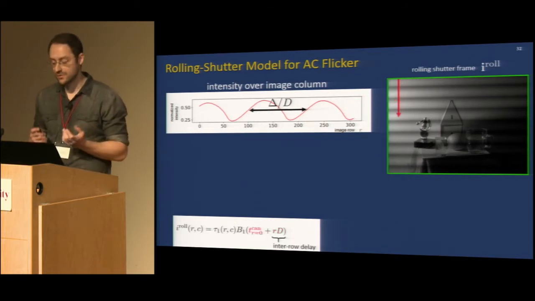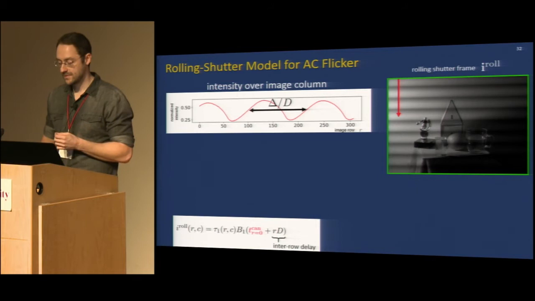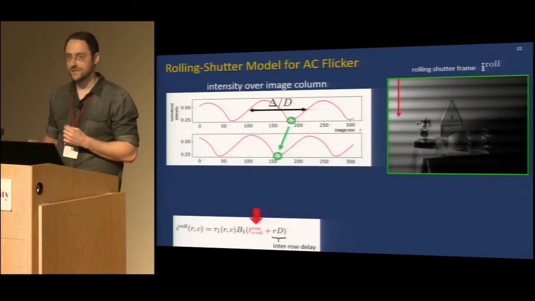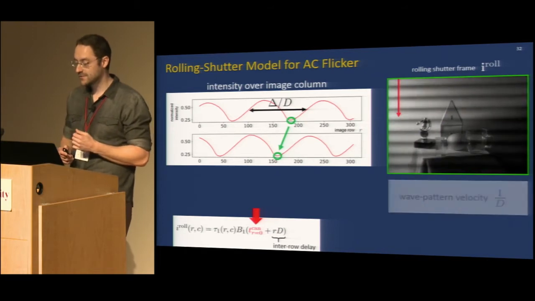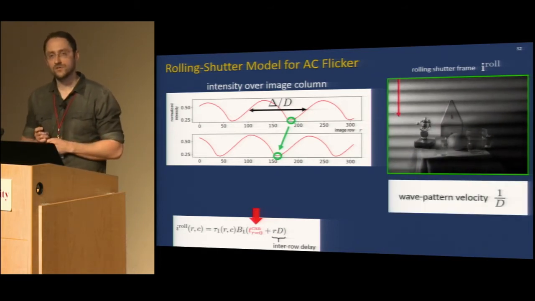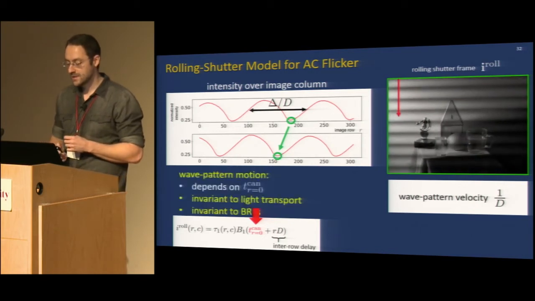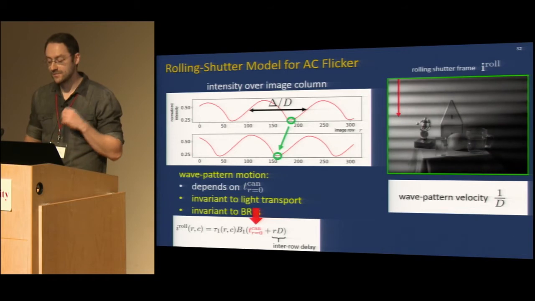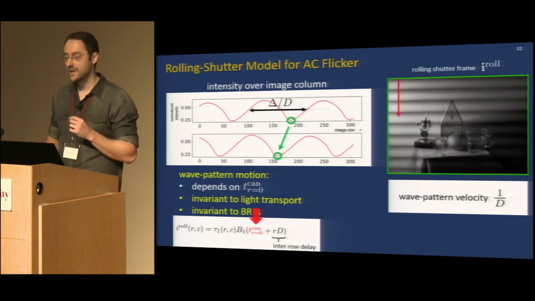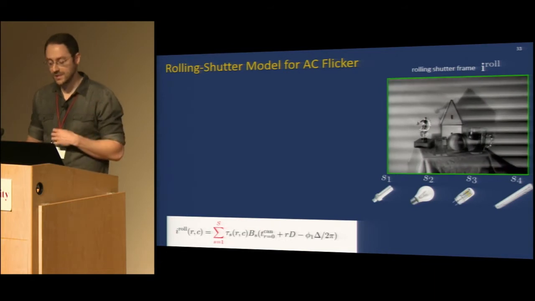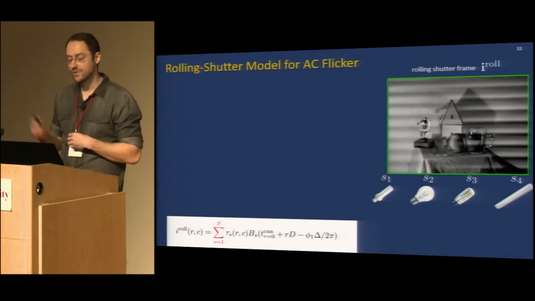Now, what happens to this wave pattern between the frames? Well, increasing the canonical time in the equation shifts the BRF backward. In the frames, this moves the wave pattern upward with a velocity of 1 over d. This motion depends only on the canonical frame time and is invariant to both the scene light transport and BRFs. And a general scene is a sum of contributions from all scene sources.